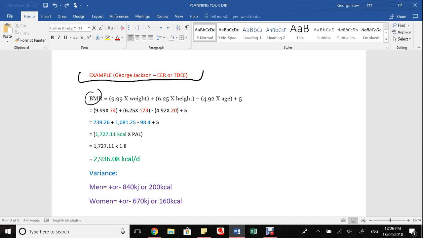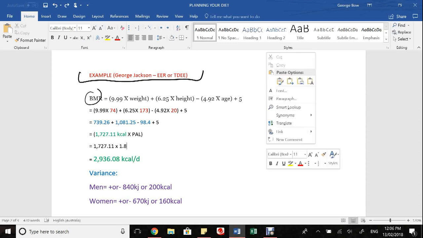And then we add all that together, do that equation, and that will give us our BMR, which is this first number in green here. So that is my base metabolic rate as of today: 1,727.11 kilocalories per day. So that is the amount of calories I need to survive per day for my body to function. So that's my base metabolic rate there.